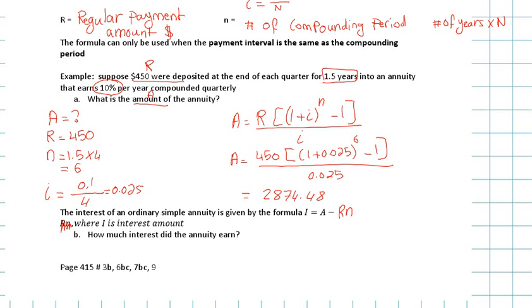I want everyone to try this on the calculator. When you're writing down money, money has to be only to 2 decimal places, so make sure that you round properly to 2 decimal places. Got it? So it should be $2,874.48.